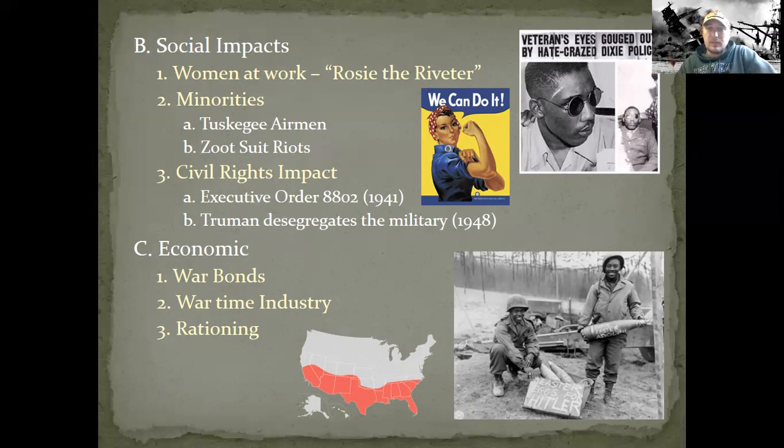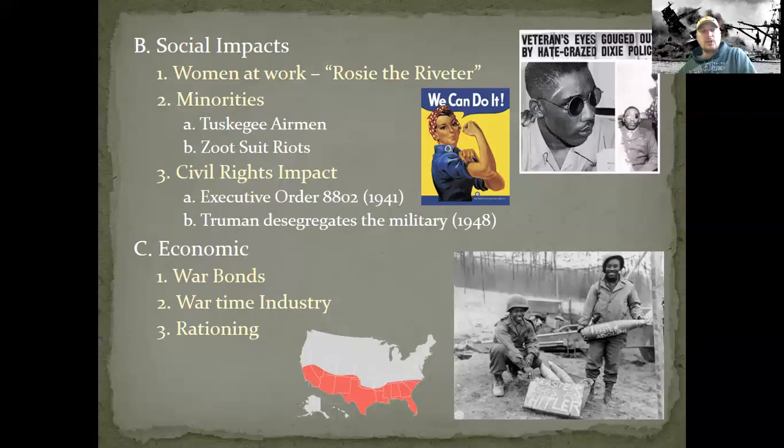You can see the picture in the upper right-hand corner. We're going to talk about a veteran who in his first days coming back from service, would literally be attacked and tortured, blinded because of this. So we are on the cusp of another major change in the United States, and it's starting right here. The seeds are being planted for the modern civil rights movement.